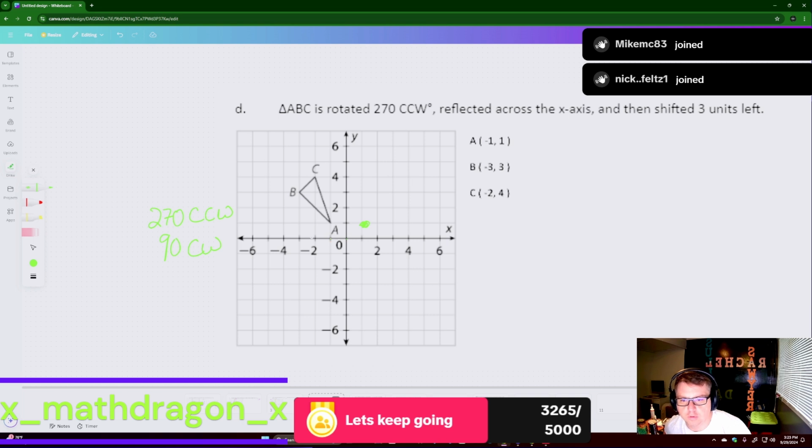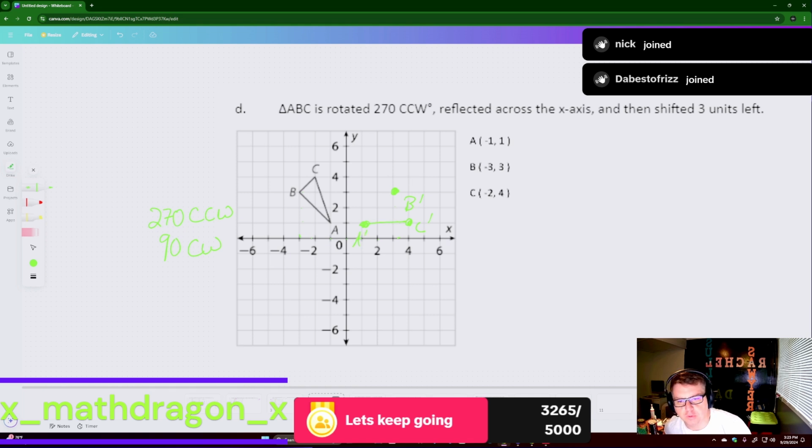And then 1, 2, 3, 1, 2, 3. And that should be B prime. And then 1, 2, 1, 2, 3, 4. Would that make sense? No. 1, 2, 3, 1, 2, 3. Then it would be 1, 2, 3, 4, 1, 2. So we should go 4, 2. That would be C prime.